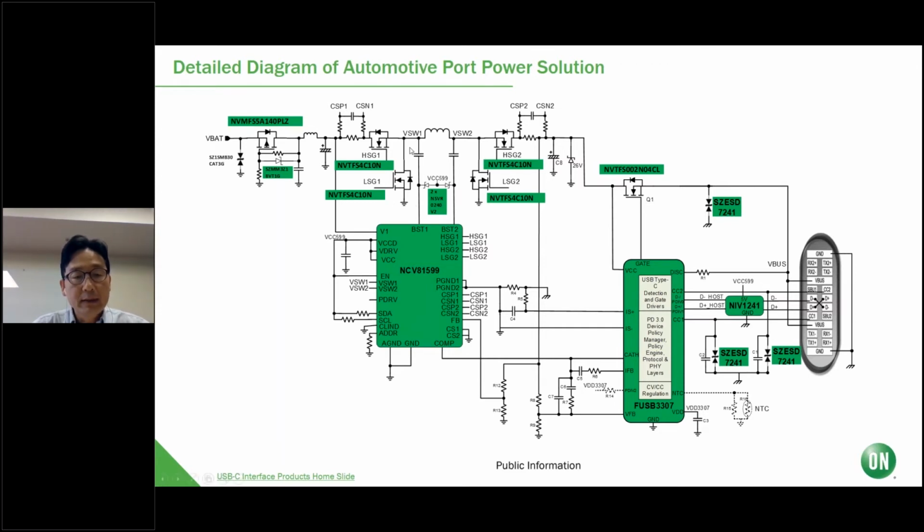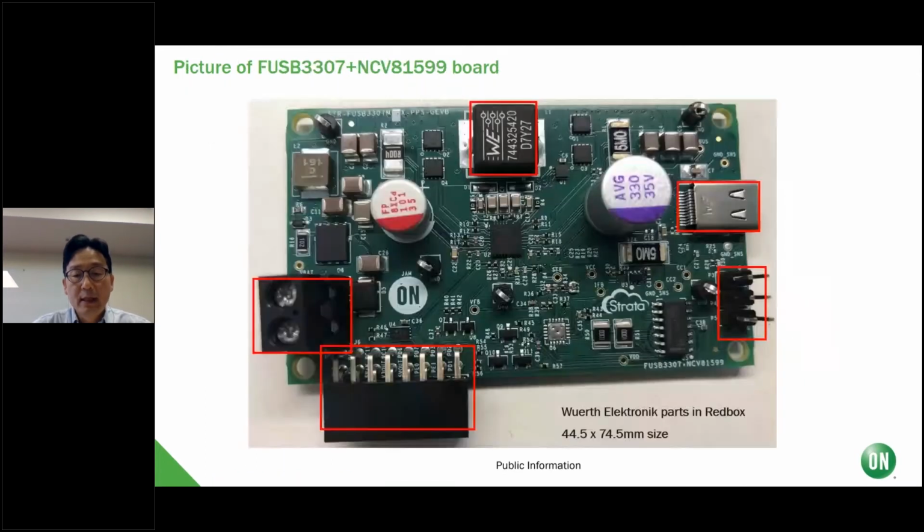And all the others are in detail. Schematics are in our reference document later. So this is the small size, 45 by 75 millimeter, small one. And this red box is from the Würth components.